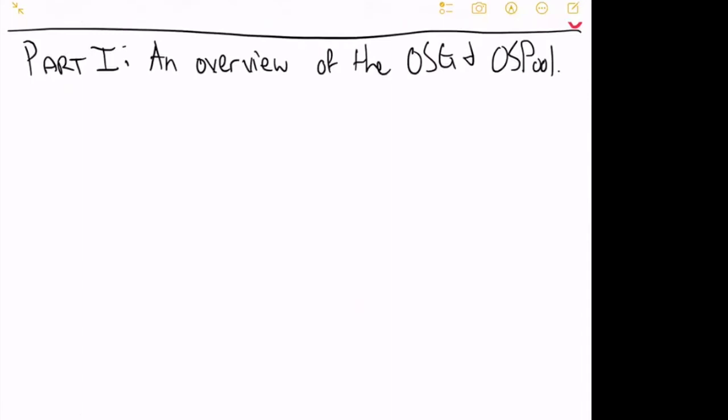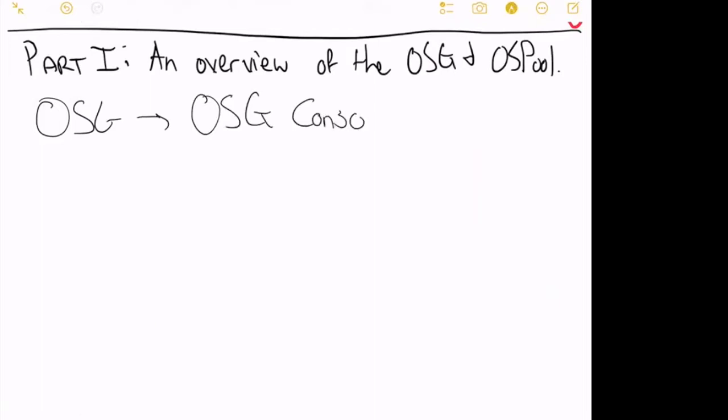All right, so, overview of the OSG and the Open Science Pool. First of all, when I say OSG, I'm really thinking about what we call the OSG Consortium, which we often describe as a partnership or a group of like-minded individuals, participants, and not necessarily members, working to advance high-throughput computing or distributed high-throughput computing for open science.